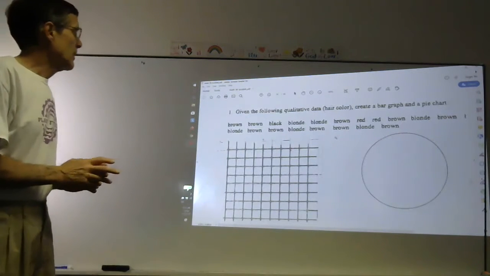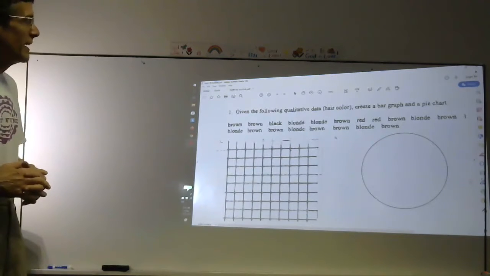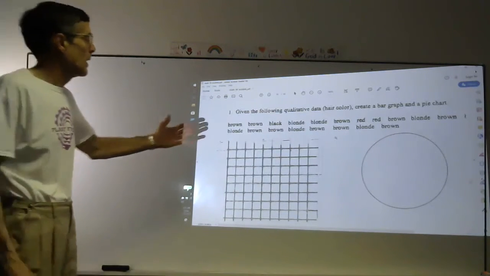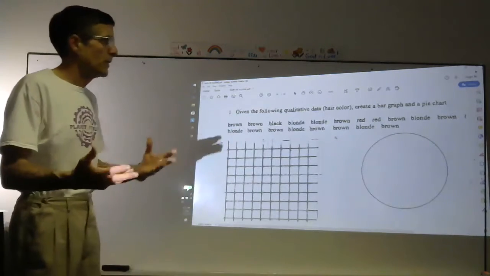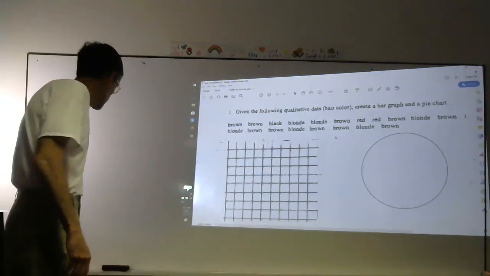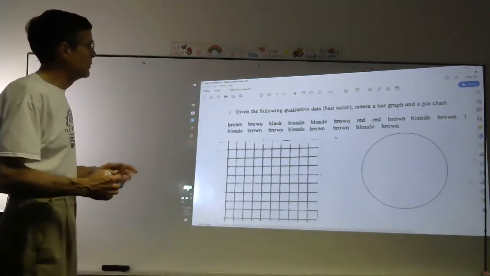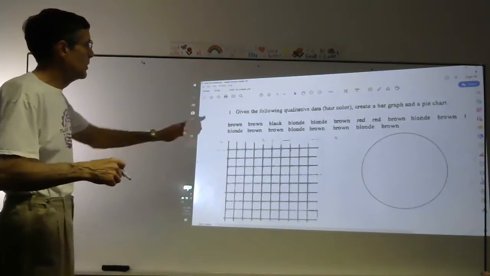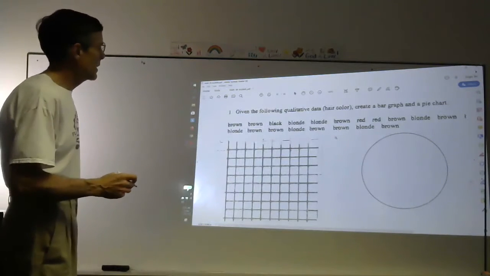So let's get started. This is qualitative data. Quantitative data is when you're working with numbers. Qualitative data is when you're working with other things that are not numerical. All right, so now the first thing I have to do is to come up with a tally chart as to what I have here, okay?